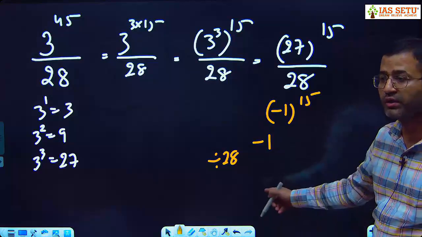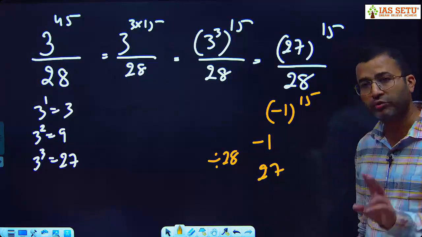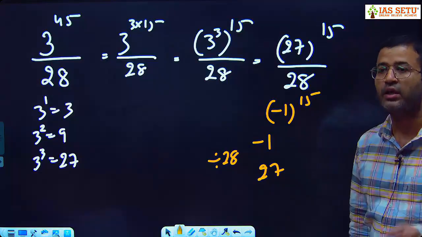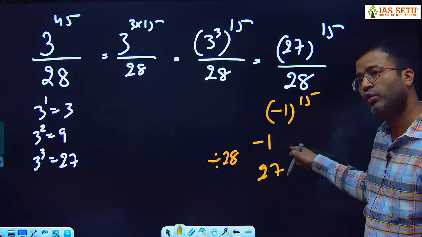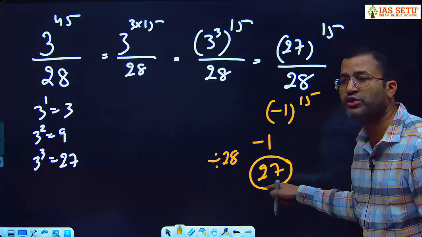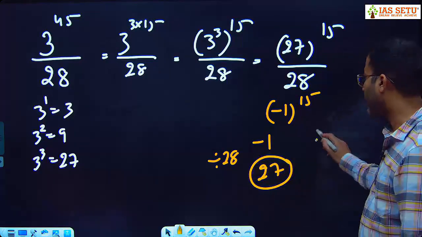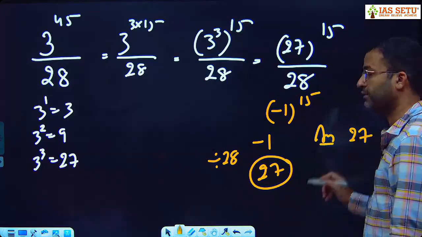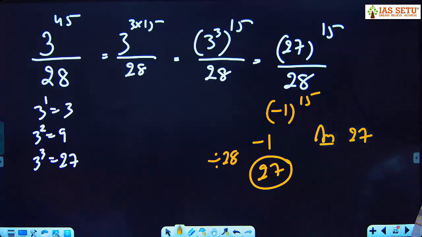What is your positive remainder? 27. You have two answers. Minus 1 is correct. You can say your answer is minus 1 or plus 27. UPSC examiner will always use positive remainder as the answer. So your correct answer here is 27. Minus 1 is also correct, but UPSC examiner never uses negative remainder in the answer options.